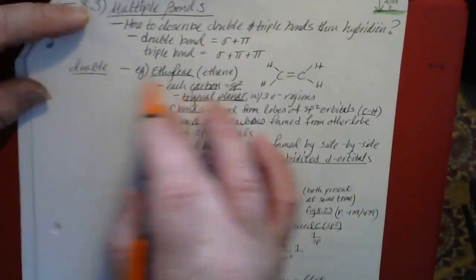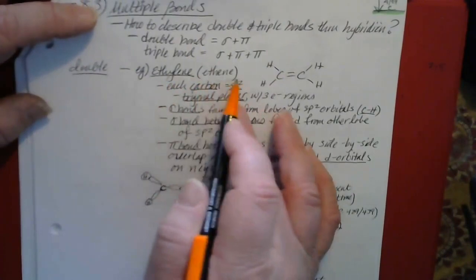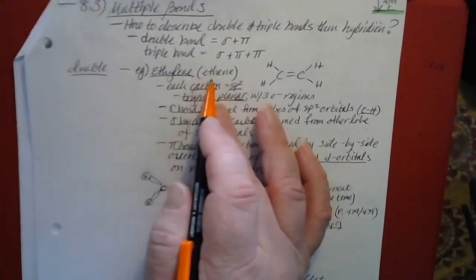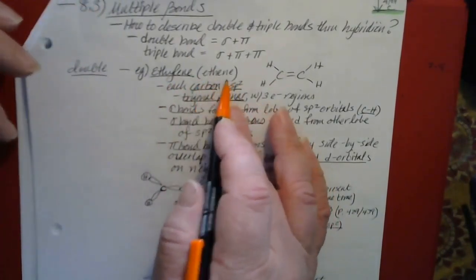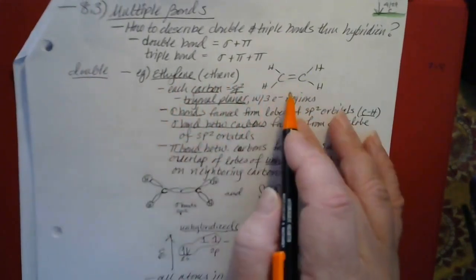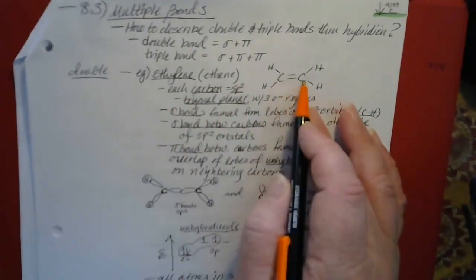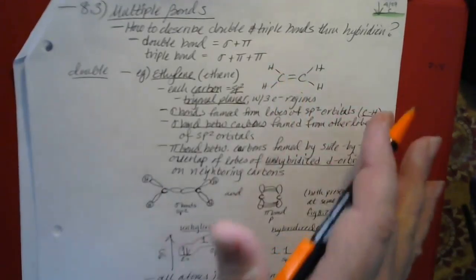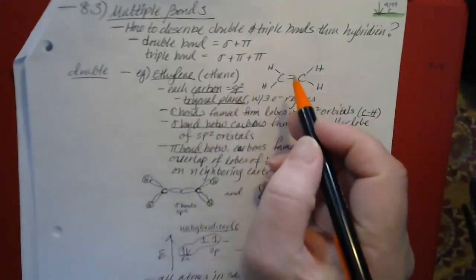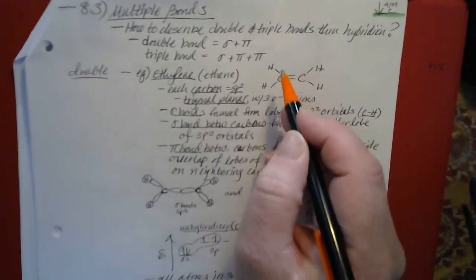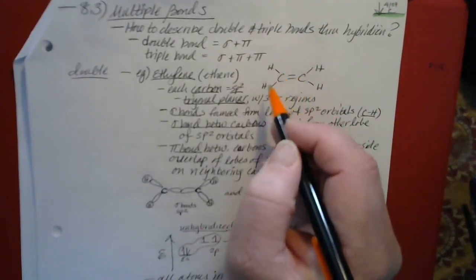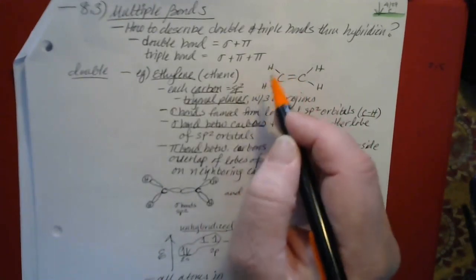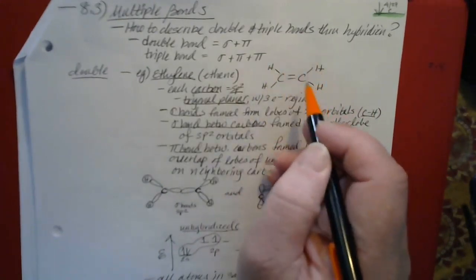And so for a look at a double bond, we can look at something simple like ethylene, or its official name nowadays is ethene, but it's much better known as ethylene. And that consists of two carbons with a double bond between them. And since carbon always wants four bonds, no matter what, and the double bond counts as two bonds, that means that each carbon has two other bonds, and in this case, they're single bonds to hydrogens.